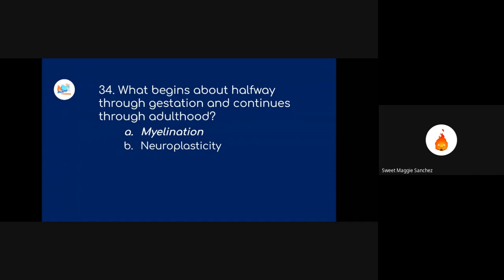Number 34. What begins about halfway through gestation and continues through adulthood? So, yes, myelination. Nabuo na siya from the time na inside ka pa din sa nanay mo, and it will continue to grow through your adulthood. Kasi myelination is needed talaga, para for more rapid transmission sa mga neurons. Parang siyang booster po. So, poor myelination, parang slower, sluggish yung responses ng isang person.